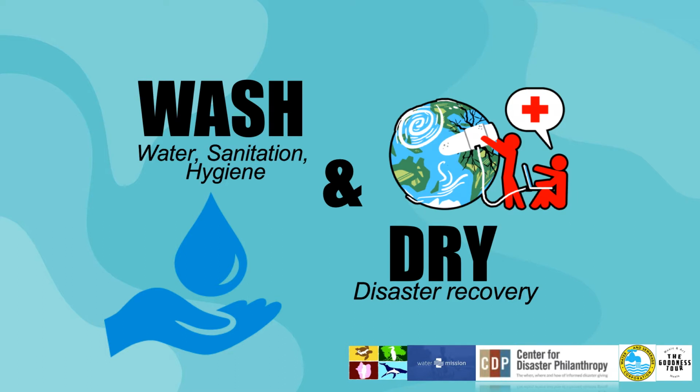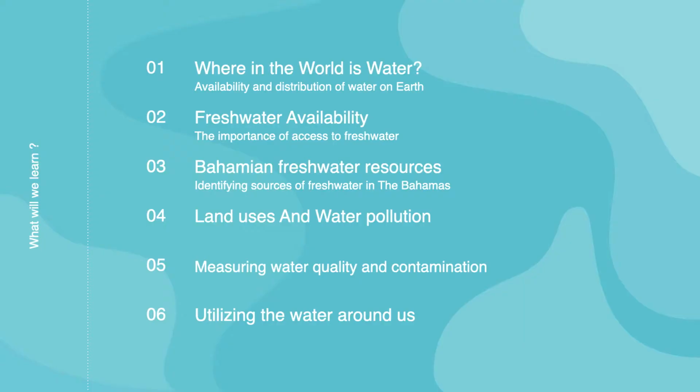Wash and Dry stands for Water, Sanitation and Hygiene, and Disaster Recovery. What will we learn in this program? This program will address the availability and distribution of water on Earth, the importance of access to clean fresh water, identifying sources of fresh water in the Bahamas, land uses and water pollution, measuring water quality and contamination, and utilizing the water around us. We will explore water availability, specifically in the Bahamas, and understand the challenges that we face here.